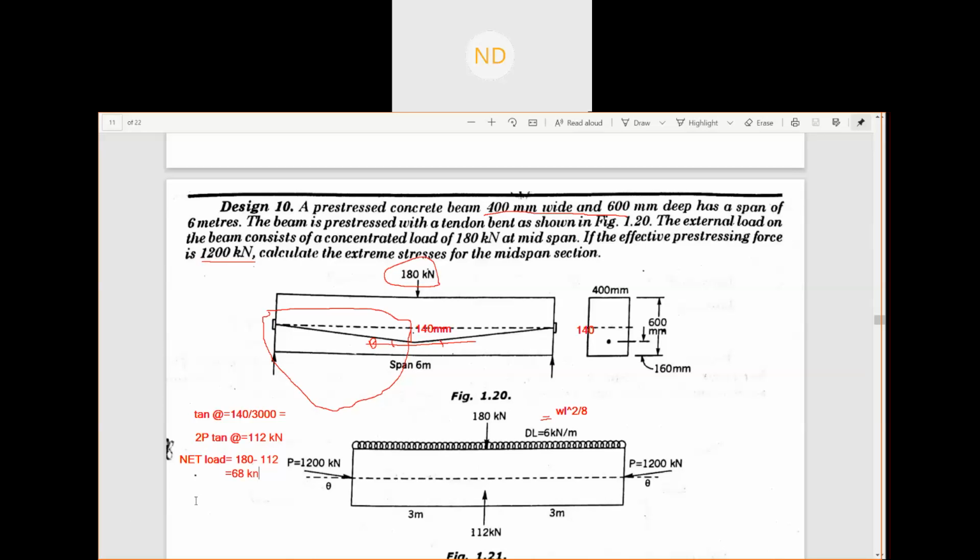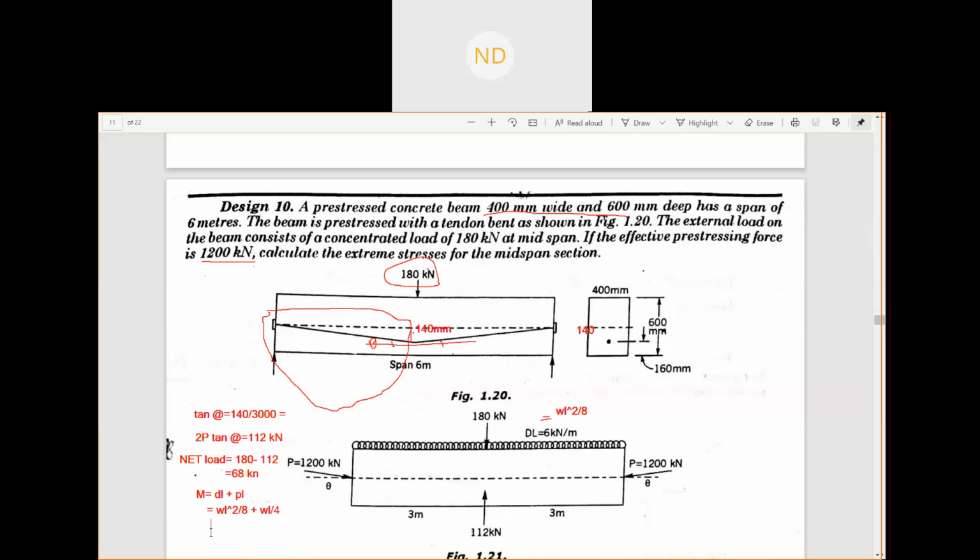You can find out the moments now. The total moment M will be the moment due to dead load plus the moment due to this point load. The moment due to dead load will be WL square by 8, we know, plus the load which is acting now, 68 kilonewton, so it is WL by 4.